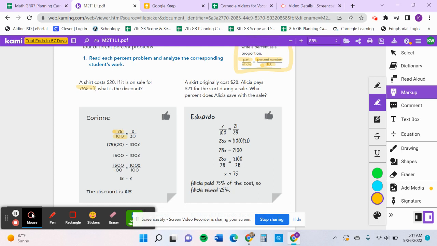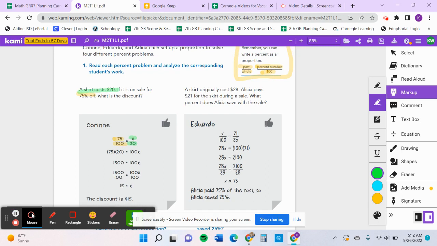And so here we've got, she's a different color. The whole would be $20 because the shirt cost $20. So she's got that in the correct spot. And she's trying to figure out, well, what is she then going to pay? Or excuse me, what is the discount? Not what she's going to pay. What is the discount? That X represents what she's going to pay if the cost is 75% off of that total amount, $20.